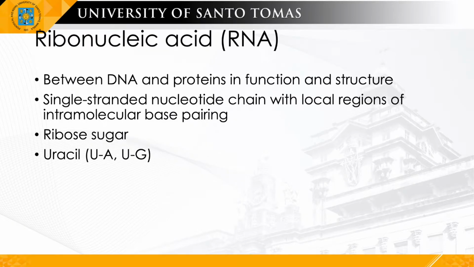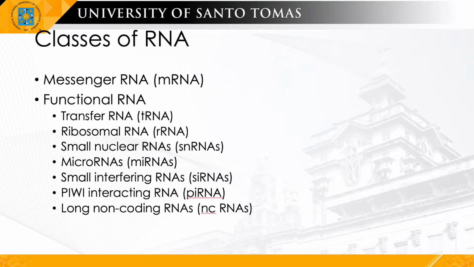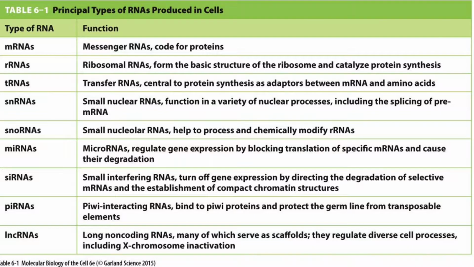So RNA sits between DNA and proteins in function and structure. It's a single-stranded nucleotide chain with local regions of intramolecular base pairing, composed of ribose sugar, and it has what you call uracil instead of thymine in DNA. There are many classes of RNA and they have different functions. And this is the summary of the principal types of RNAs produced in the cell and their functions.